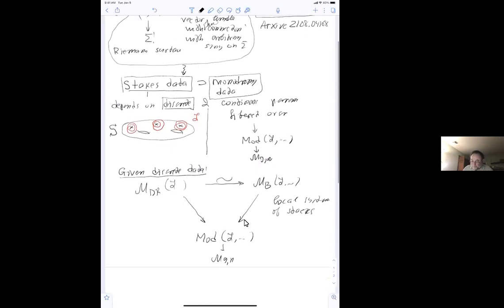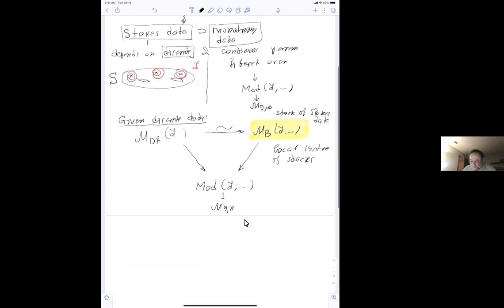So this guy, what I call its fiber, is a moduli space of Stokes data. It's a stack of Stokes data of given topological type. And so I wanted to make a statement about this guy. But before I make the statement, there are some notations.